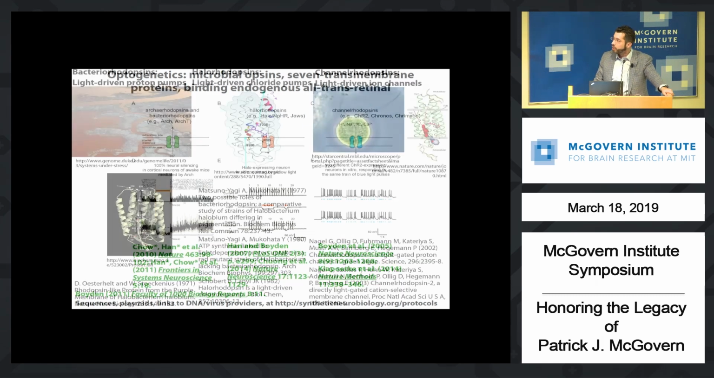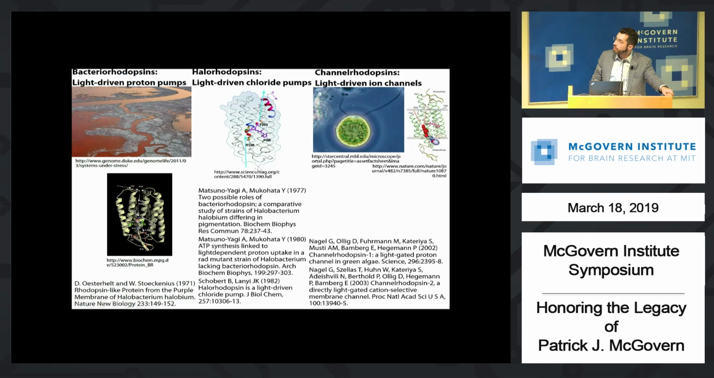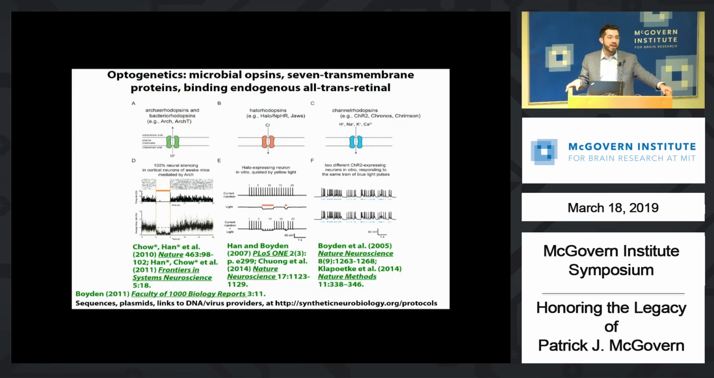And amazingly, I forgot to mention this, but these molecules have a chemical cofactor called all-trans-retinal. And amazingly, we don't have to add that chemical. These proteins worked out of the box in intact mammalian brain circuits. So a lot of luck lined up here.